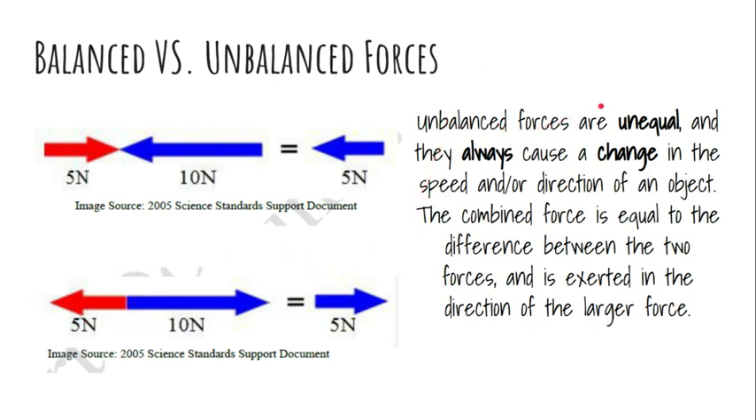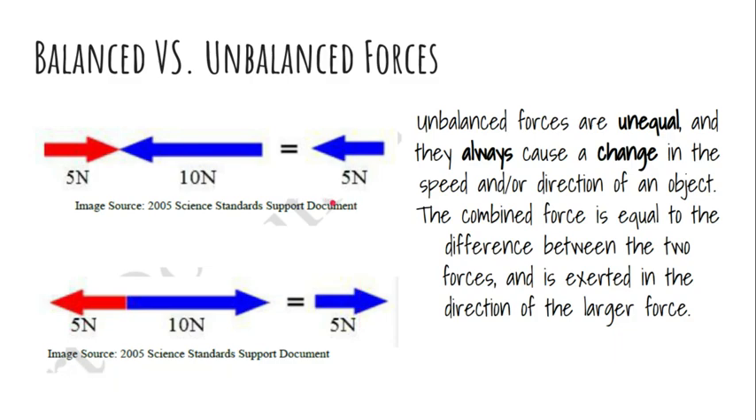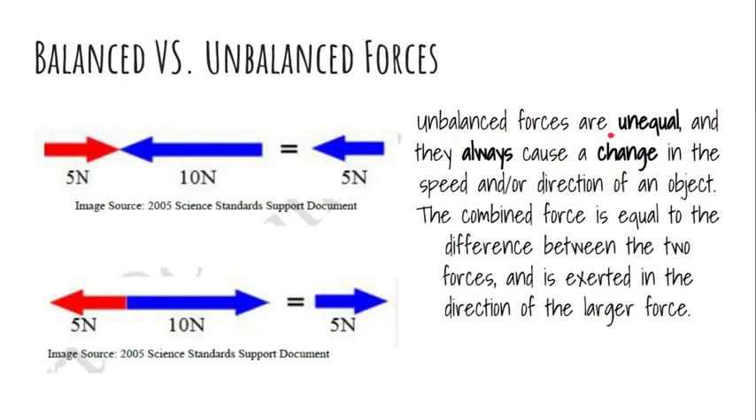So basically, in a balanced force, they're equal, no change in motion. In an unbalanced force, they are unequal, and there will be a change. We'll talk more about combining forces, but you can probably figure it out with this image. We'll talk more about this, which is called net force, when we get into the second law. But basically, all we need to know for now is that balanced forces are equal, no change in motion. Unbalanced forces are unequal, and there is a change.